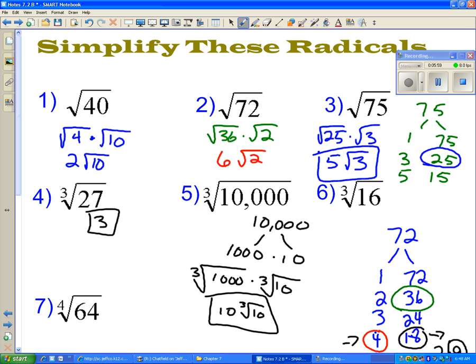Why? Because 10,000 has a perfect cube. That perfect cube is 1,000. The cube root of that is 10. Did you notice that every time I'm doing a cube root, I'm finding the largest cube root?